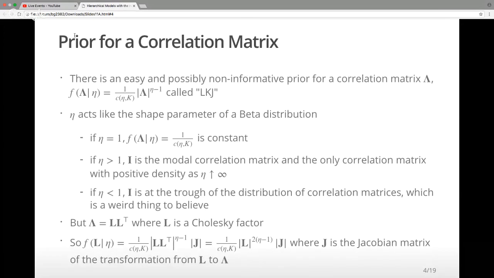So questions about the LKJ distribution, other than how to spell the first two authors' names?